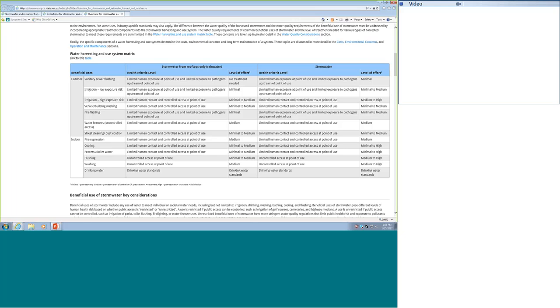So, for example, if we're using our water for irrigation and there's low exposure risk, if our source water is rooftop water, we need minimal treatment. If it's stormwater, we might need minimal to maybe medium treatment. So as we go through the manual, this theme will be recurring, and this chart will become useful when you're starting to think about feasibility of these systems.